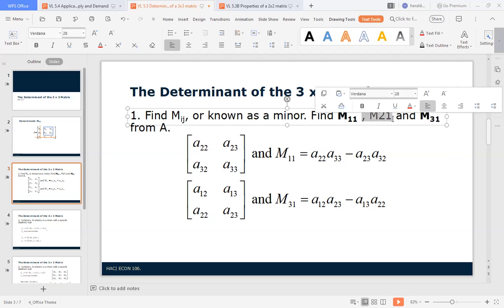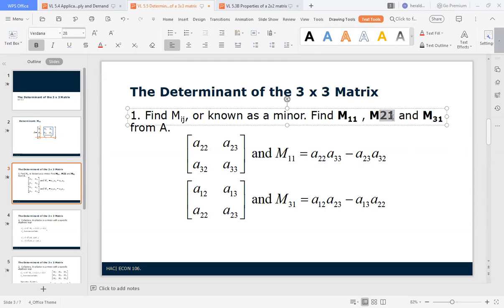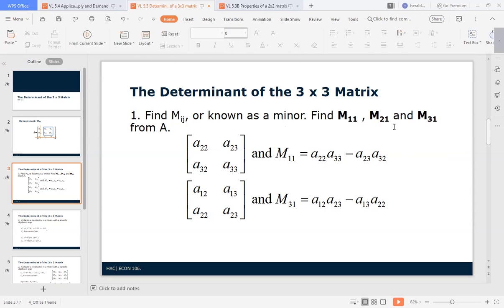Kasi nga kailangan natin completuhin because we are solving for the first column. We're expanding the first column. So again, we get the determinant for M11, we get also the determinant for M21, and we also get the determinant for M31. Now that is the case for a minor.